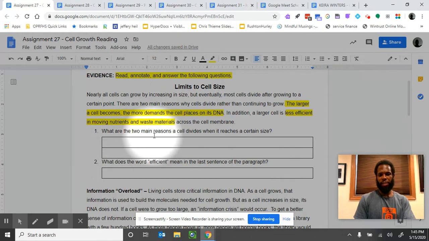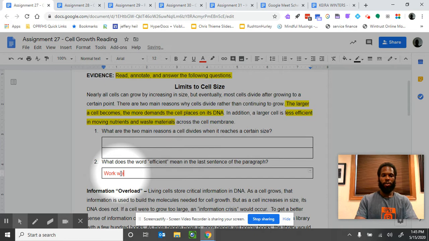So what are the two main reasons a cell divides? Well, number one, we just highlighted both of the answers right there. Number two, what does the word efficient mean in the last sentence of the paragraph? Less efficient at moving nutrients and waste. So efficient means works well or effectively. All right.